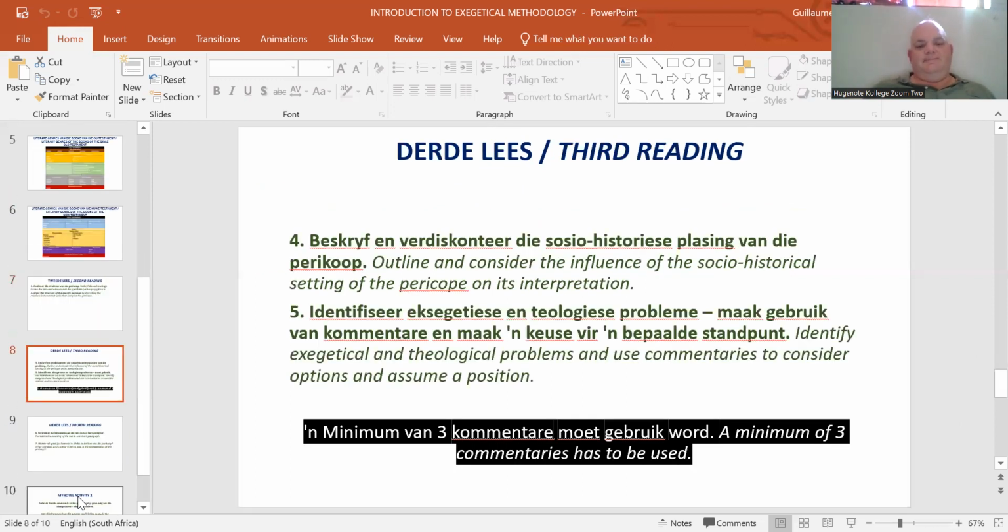During the third reading, you are going to look into the socio-historical context of this pericope. This is where you take the sources at your availability, and you start reading what it looked like in the time, how the politics, the culture and the message were, so that you can get an increasingly clearer picture of what went on in this world.